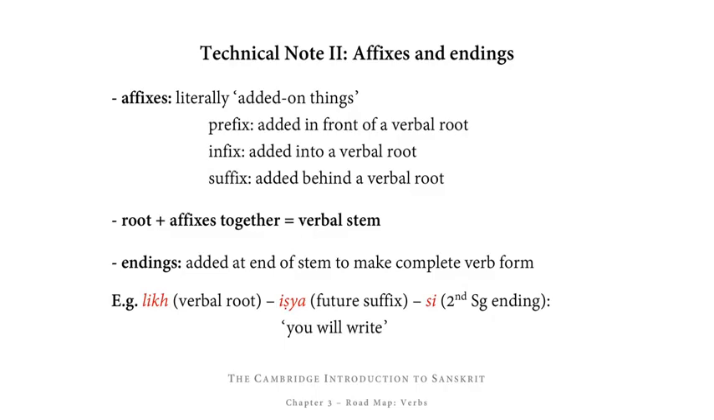Endings are then what we call anything that is added at the end of a stem to make a complete verb form. So, for example, if you want to form the future stem, you need to take the verbal root, lik. You need to add the future suffix, ishya. Note it's a suffix because it's added behind the verbal root. And then you add the ending si, which gives you a complete verb form, likishya-si, you will write.